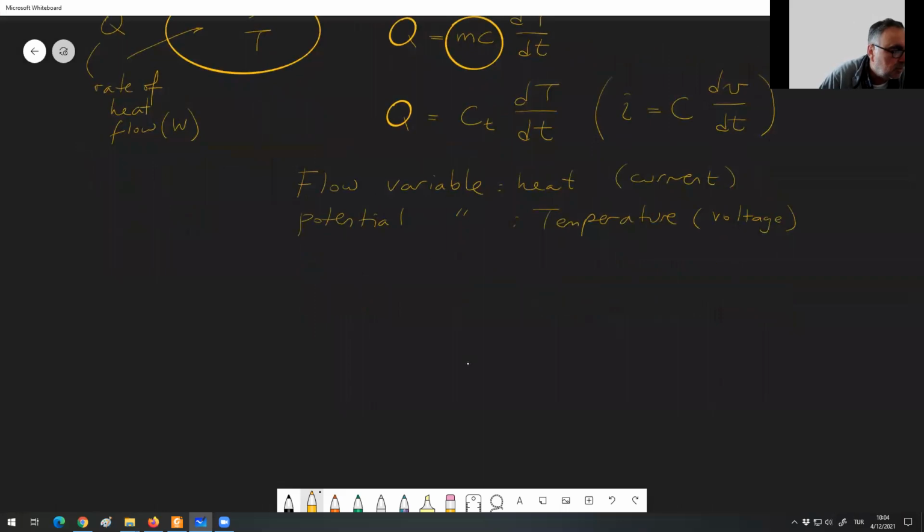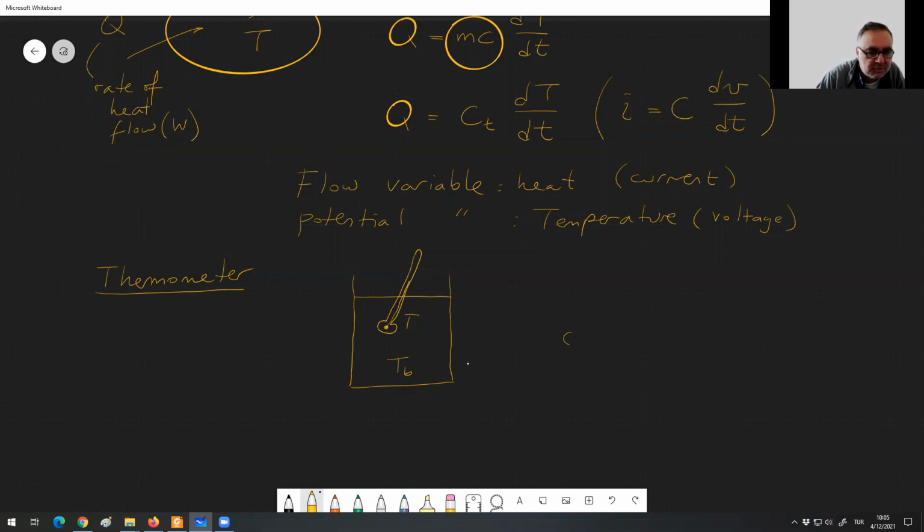One example is the so-called thermometer. Let's say that you have a thermometer inserted into a bath like this. This is a liquid with a temperature of TB. Now, you put a thermometer in this bath, a mercury thermometer or something like this, so that from its rate of expansion, you can find its temperature. The temperature of the thermometer is T. In the beginning, it is not equal to the bath temperature. So if you look at the thermometer, excuse my poor drawing again.